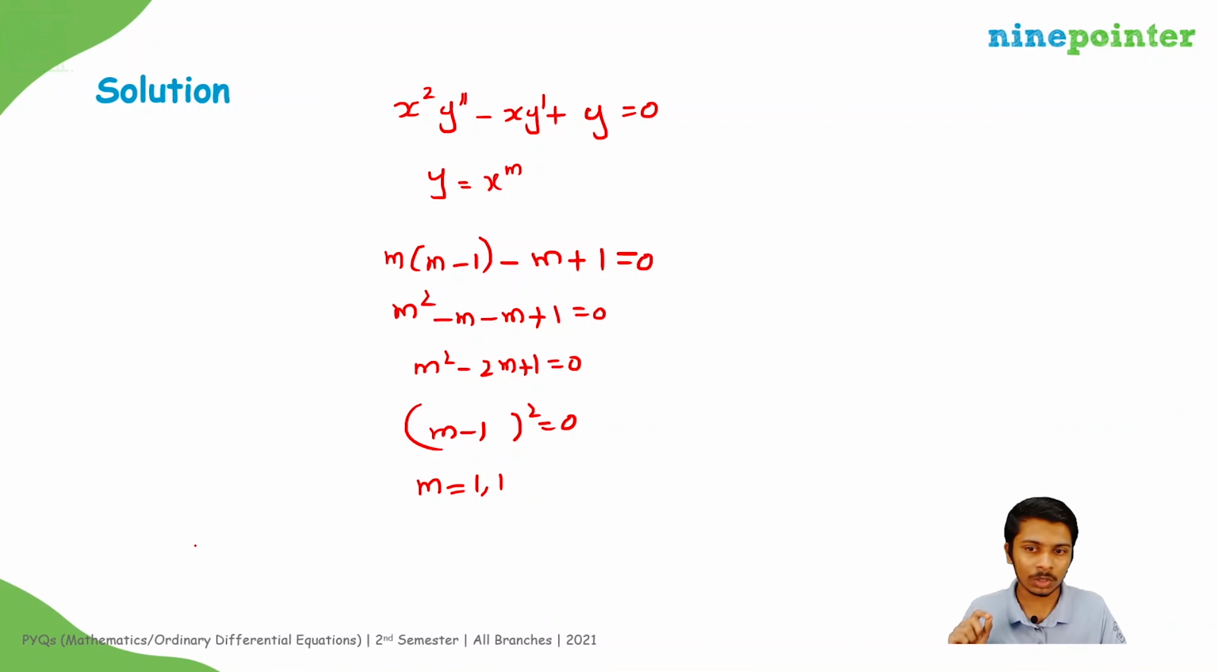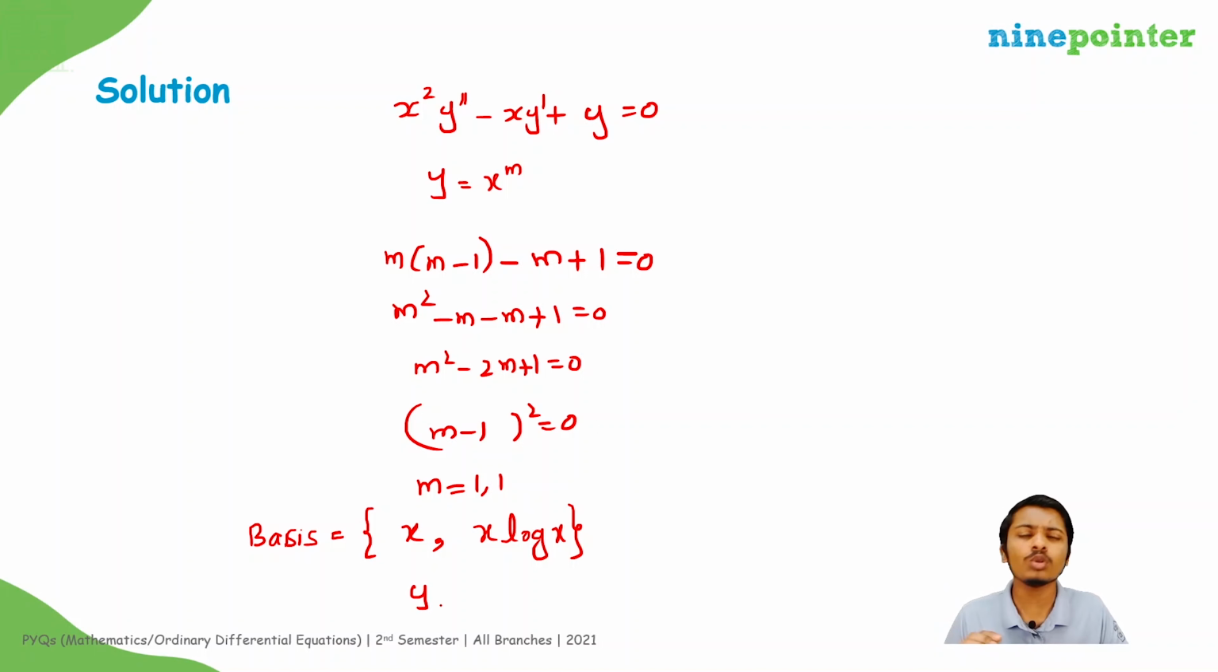It's a repeated root. So in case of a repeated root, how will we find the basis of the Cauchy-Euler equation? One will be x raised to m for sure, which is x raised to 1, or simply x. But we need to find one more. How will we do that? In the case of Cauchy-Euler, we will multiply by an extra log x term in order to find the second basis element. So this is the basis, which means the general solution of the homogeneous equation is of the form a constant c1 times x plus a constant c2 times x log x. This is the general solution of the homogeneous part.